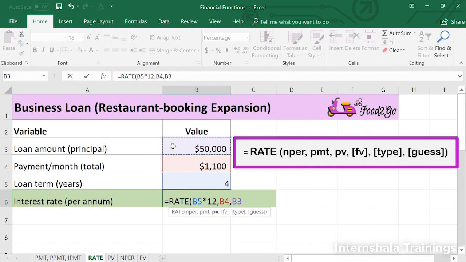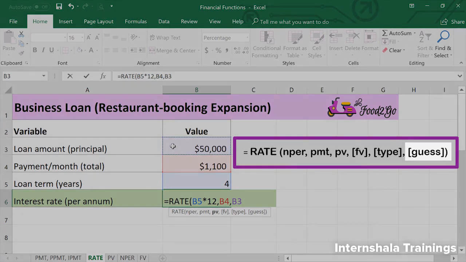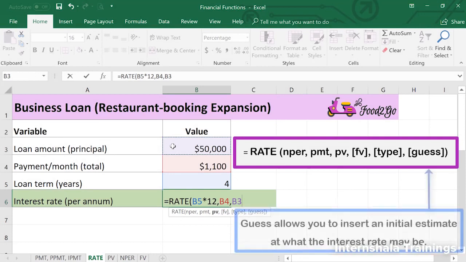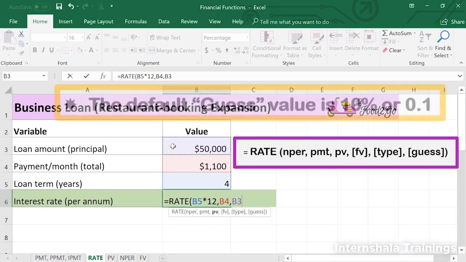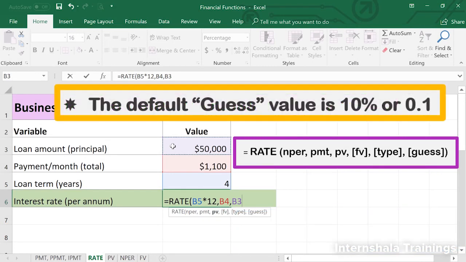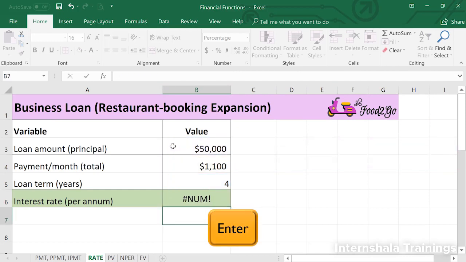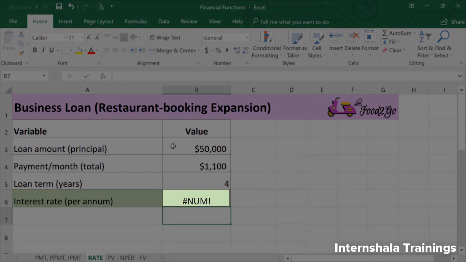In Excel 2016, there is an additional optional parameter called guess. Just like the name suggests, this allows you to insert an initial estimate as to what the interest rate may be. If you leave this blank, Excel will start with a default value of 10% or 0.1, but this is just a starting point, and Excel then uses an iterative procedure to converge to the correct interest rate. Let's leave the guess argument blank and press enter. Oops! It seems like we've encountered an error.